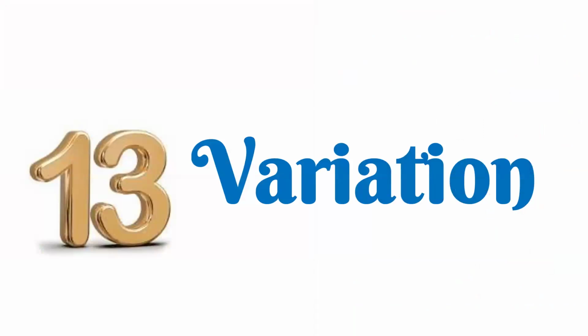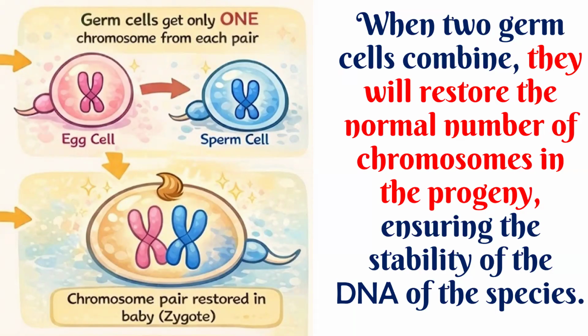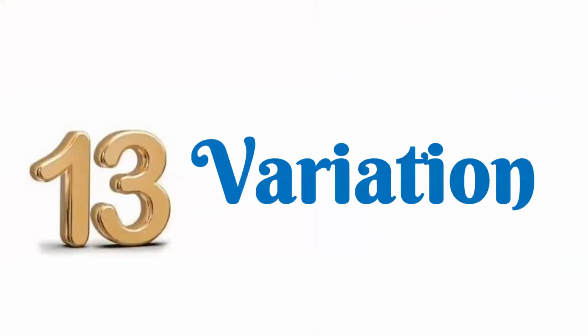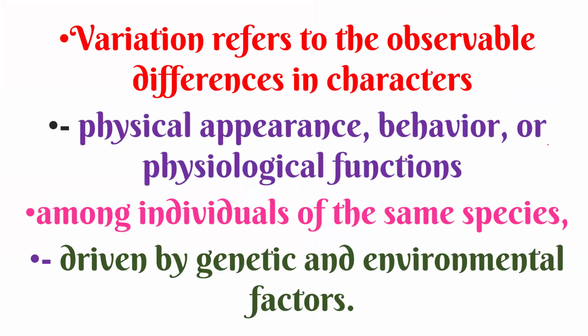Now, one more topic, variation. What is variation? Variation refers to observable differences in characters. Variation means variety, the change in the character: physical appearance, physique, behavior, and physiological functions too. Among individuals of the same species, if we take human beings, each one is unique. Why? Due to variation, caused by genetic and environmental factors.